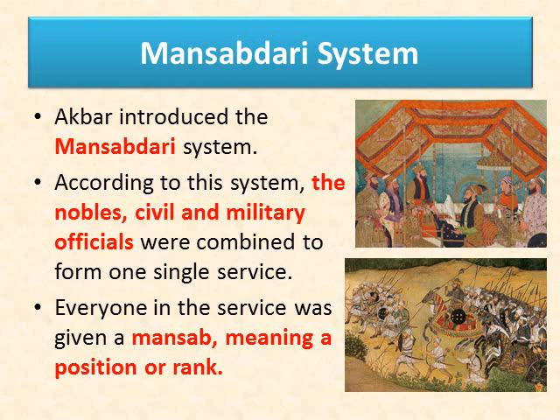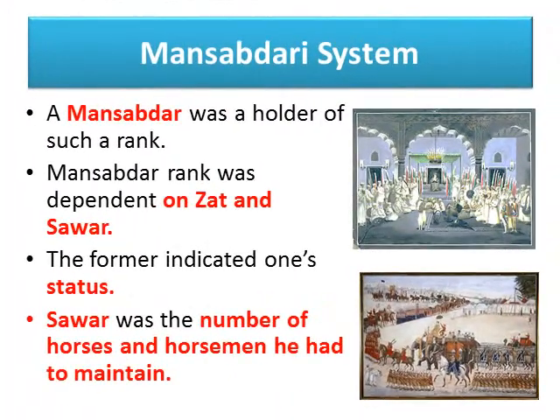According to this system, the nobles, civil and military officials were combined to form one single service. Just like our civil services in India, the nobles, civil and military officers were combined to form one single service. Everyone in the service was given a mansab, meaning a position or rank. Children, a mansabdar was a holder of such a rank. Mansabdar rank was dependent on zat and savar. Zat indicated one's status. Savar was the number of horses and horsemen he had to maintain.